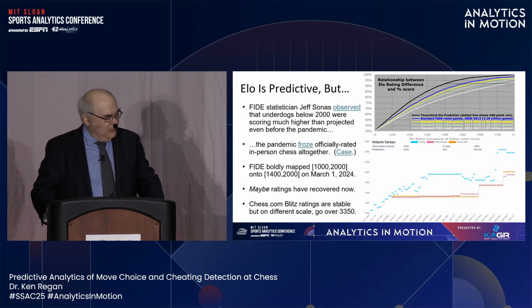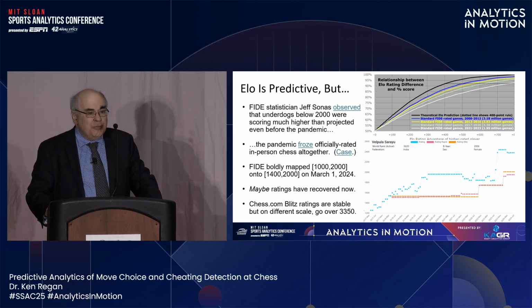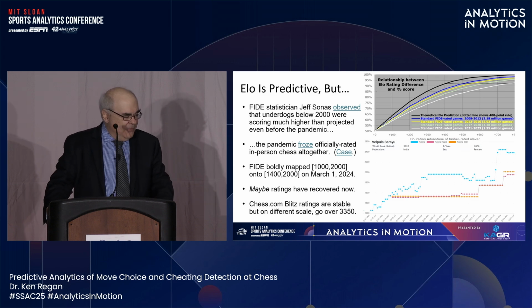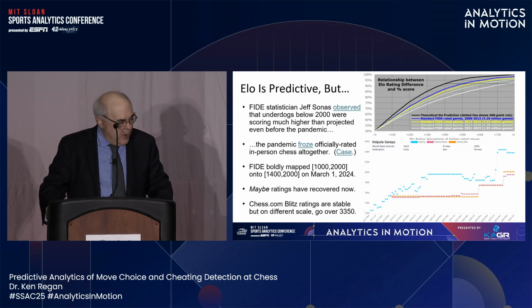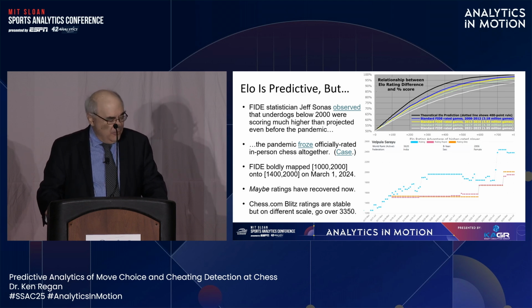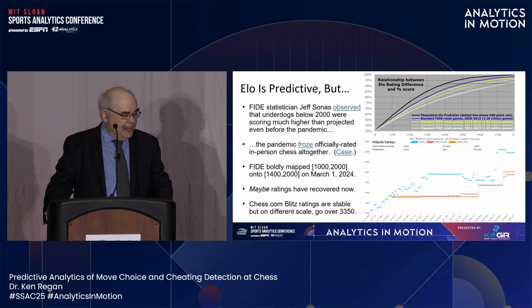The rating system got out of whack even before the pandemic. So the black curve is what was on the previous page, what it should be. But underdogs were doing too well. And that's because there was an issue with ratings, but then that got completely trumped by the pandemic when official ratings were frozen. And that's the white line at the very bottom, which is way off in the top chart.